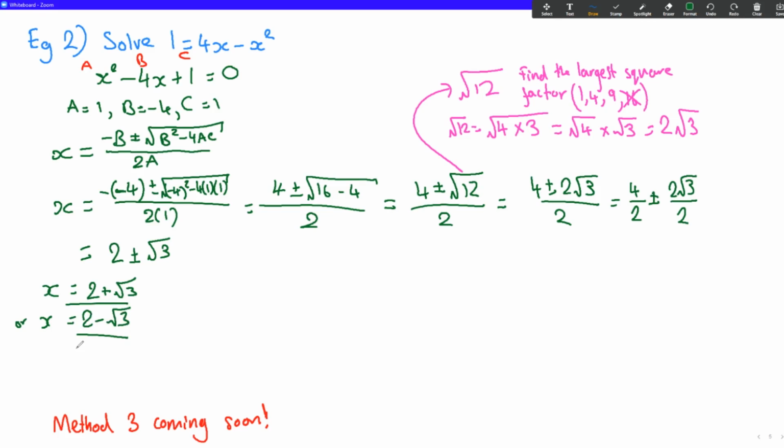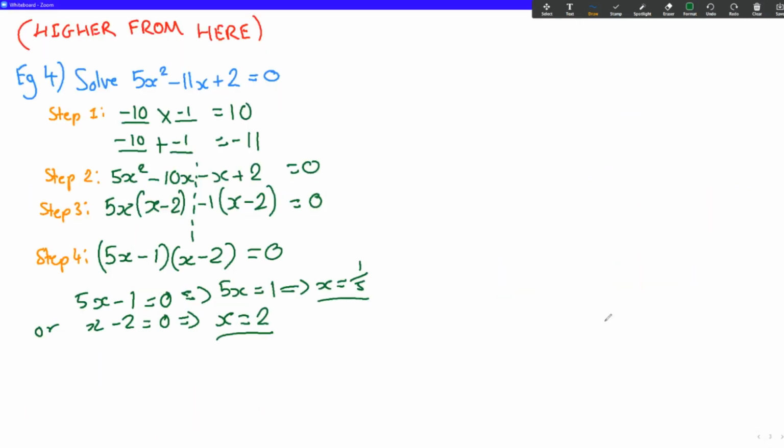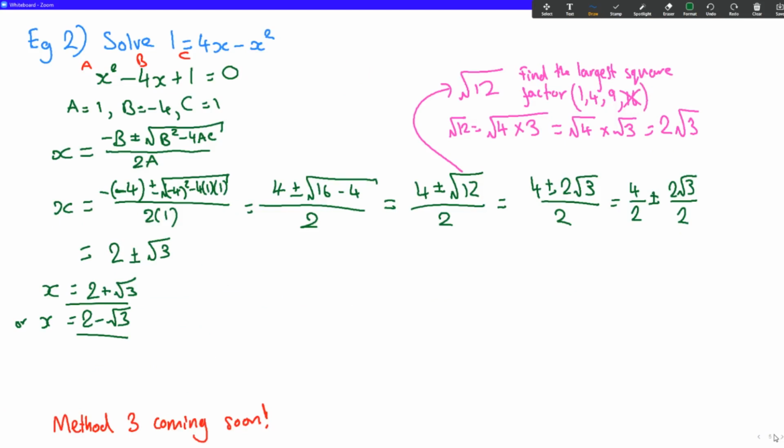Because we can't simplify the root 3 any further, we have to leave it like that. Just a side note, you cannot use factorization for this because you have a surd, and it would give you really awful numbers to try to find. So these two numbers here would be really awful, so it would be very difficult to find the answer.